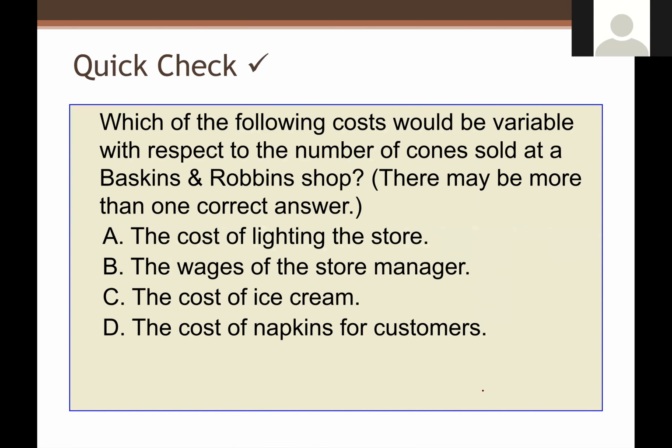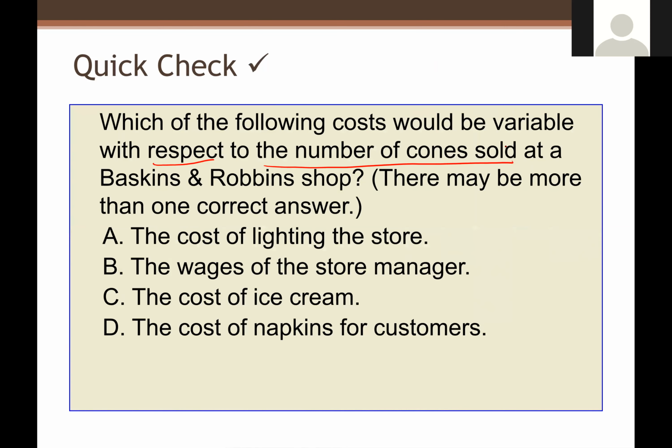I think it's fixed. Think about that. We didn't focus on the question. Again, let me read that. Which of the following costs would be variable cost with respect to number of cones sold? Now our analysis is changed. With respect to number of cones sold.